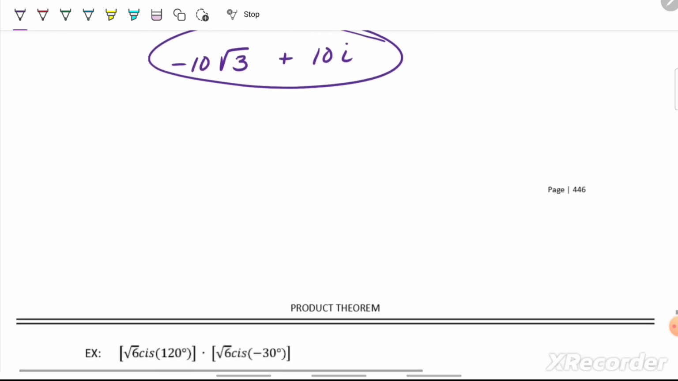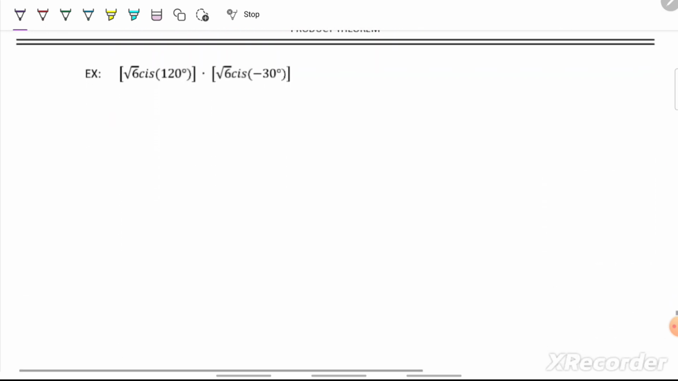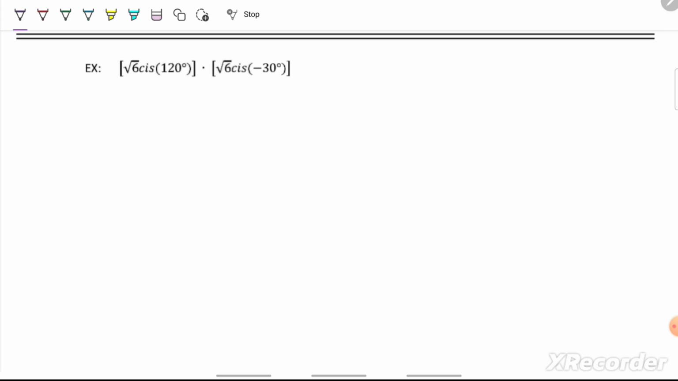Let's try another. This example is in our abbreviated form. We start by multiplying our two r values together. The square root of 6 times the square root of 6 is just 6. And then we'll have cis. And then we're adding our two angles together. 120 degrees plus negative 30 degrees. That's 90 degrees. We want to write our answer in rectangular form.